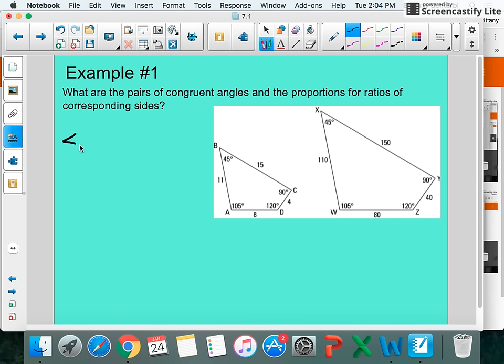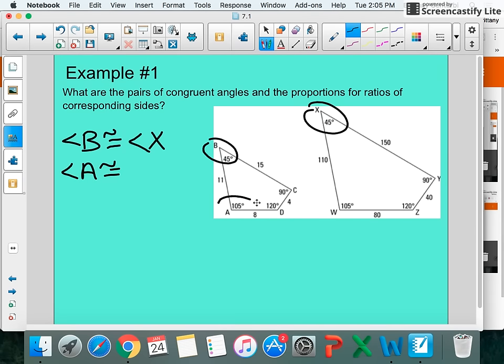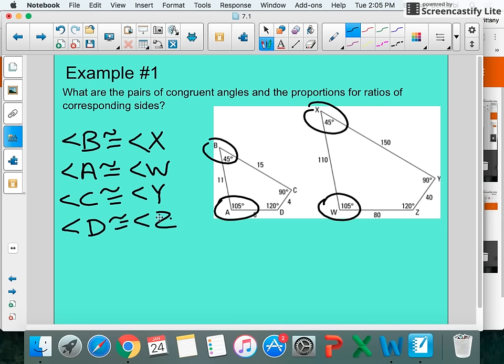So we have angle B is 45. That's going to be congruent with something in the other figure, which is angle X. Then you have angle A. You're just looking from one figure to the other. In the first figure, A is 105. In the second figure, W is 105. And then C matches with angle Y, and angle D matches with angle Z. So the angles are pretty obvious. Either they have the same amount of tick marks or arc marks, or they have the same degrees.